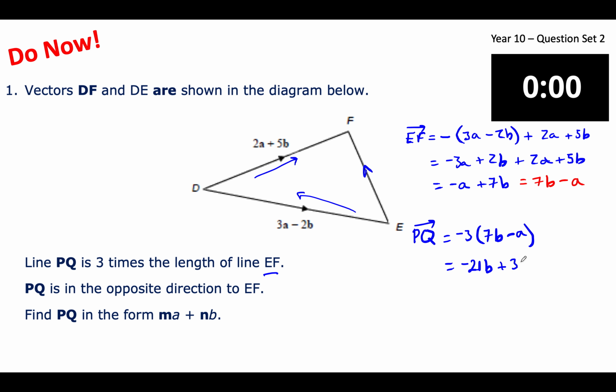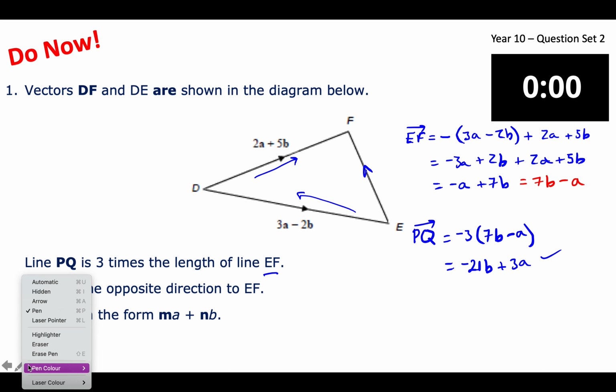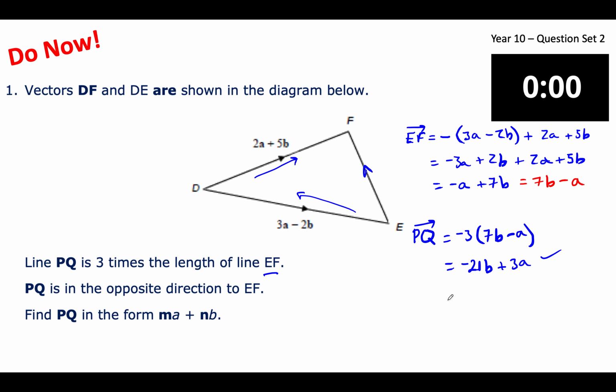It's plus 3a. So that one would get you full marks, but as before, I always like to write it what I think is a slightly neater way round. So we put the positive thing at the front, 3a, and then minus the 21b. And that is the vector of PQ, 3 times the size of EF, and going in the other direction.